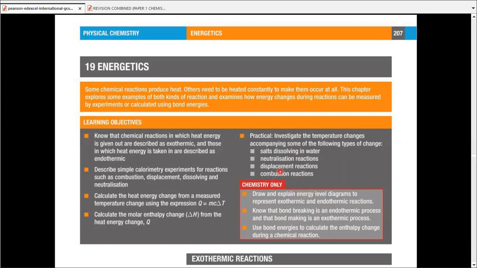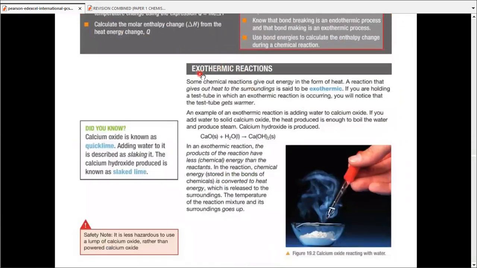So let's start with the first category first. We call them exothermic reactions. When I use the word therm, it specifically means heat. It means the reaction involves heat in some way. Maybe it's absorbing heat, maybe it's giving out heat. Exothermic reactions are the chemical reactions which give out energy in the form of heat. It's as simple as that. So it's a reaction which gives out heat to the surroundings.